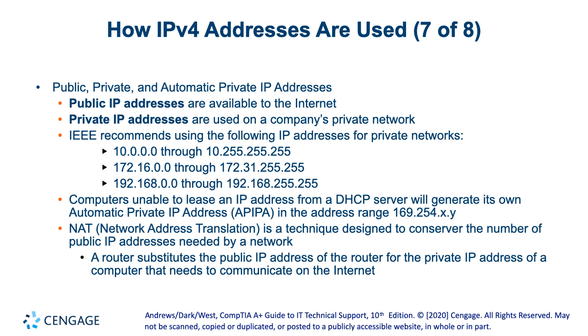A Class B private network is the networks 172.16.0.0 through 172.31.255.255. Notice that you don't have that many. You only have one Class A network. You have 16 Class B networks, and then you have 256 Class C networks, the 192.168.0.0 through to 192.168.255.255. So you have those three types of private networks.